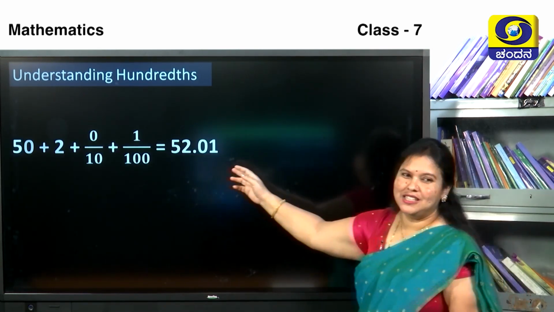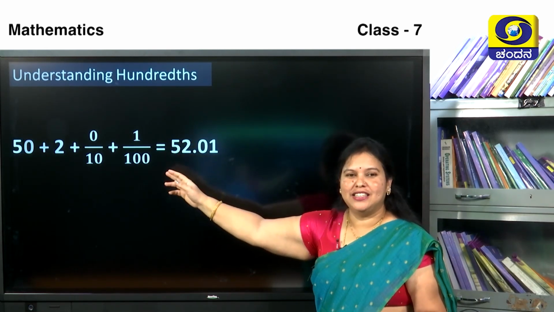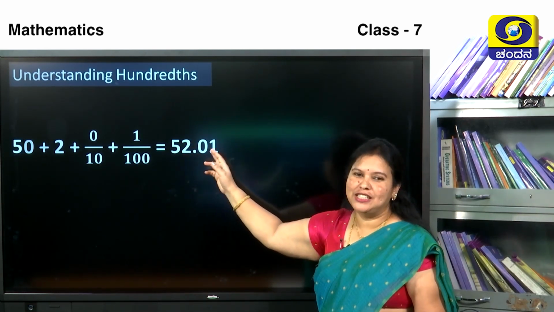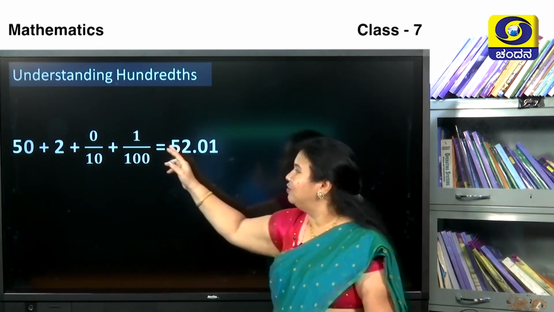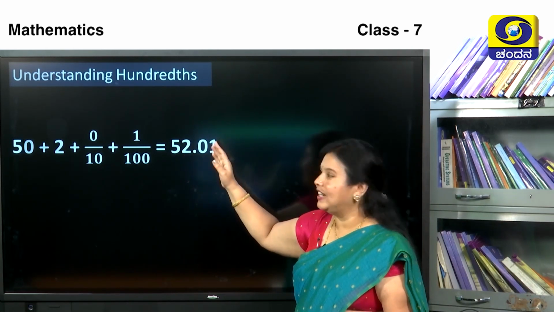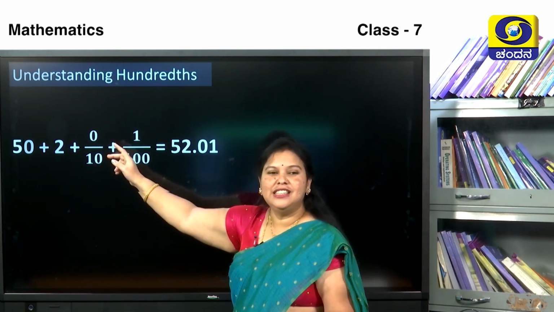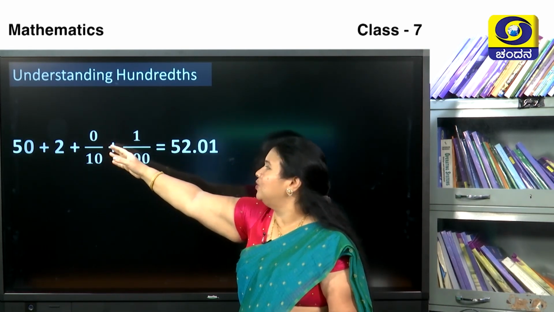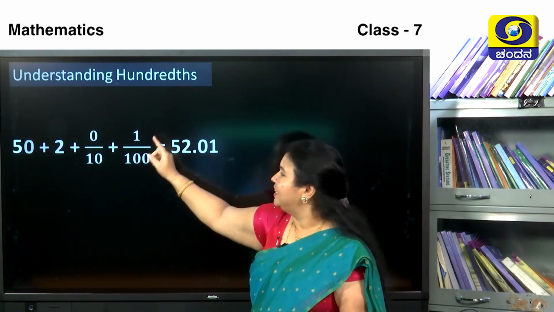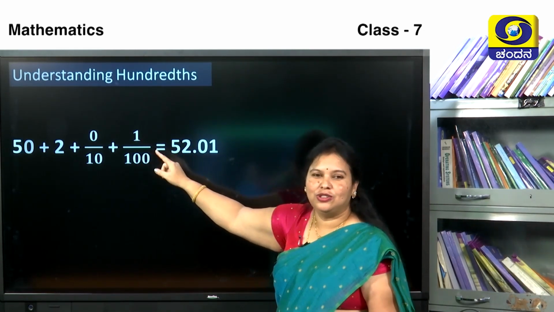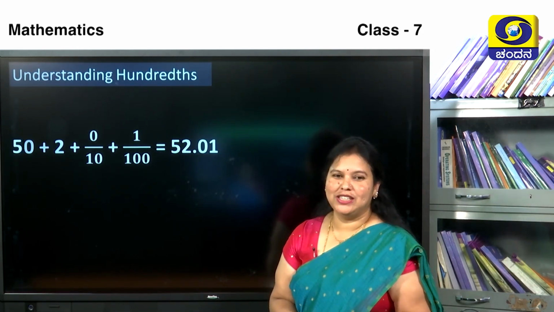Here one example is there, 50 plus 2 plus 0 by 10 plus 1 by 100 is equal to 52.01. Here 50 and 2 are whole numbers. So, by adding these two we get 52. We have to write it on the left of the decimal point, and 0 by 10 is in tenth place. Here 0 is there. So, we have written 0 after the decimal point in tenth place, and in hundredth place 1 is there. So, I have to write 1 in hundredth place after the decimal point.